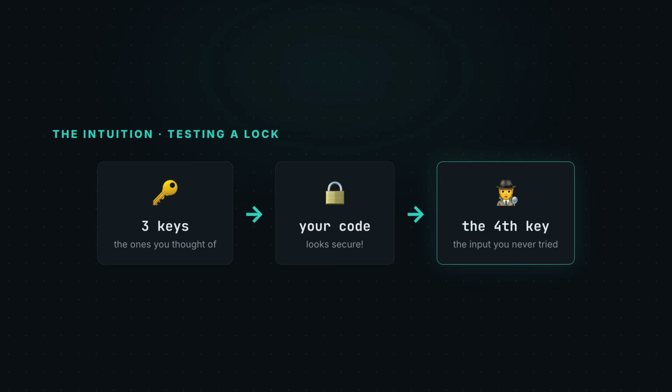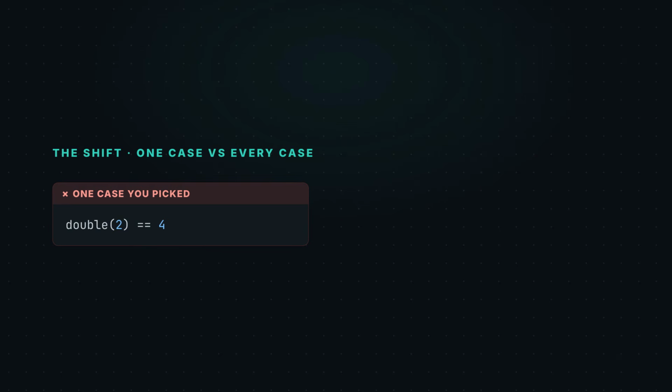Property-based testing fixes exactly this. Instead of guessing keys, you state the rule. Nothing but the real key should open this lock, and you hand a machine 1,000 keys to try, hunting for the one that breaks your rule. Now bring that into code.